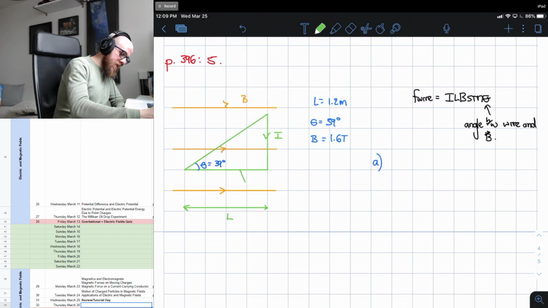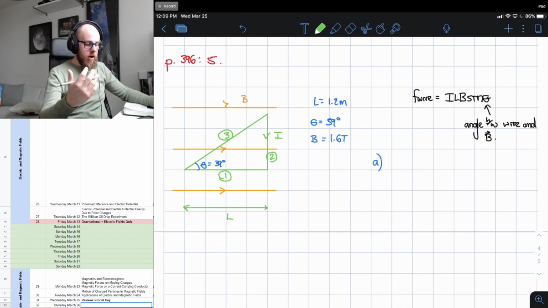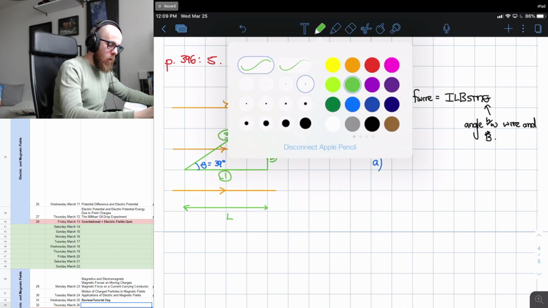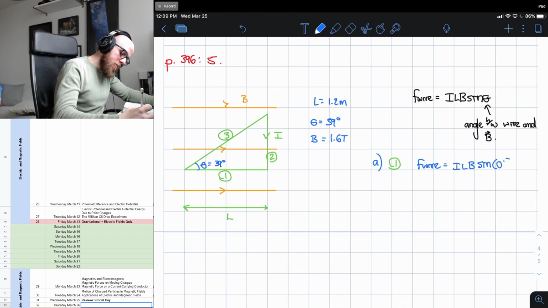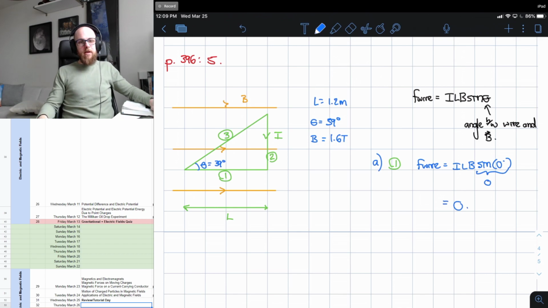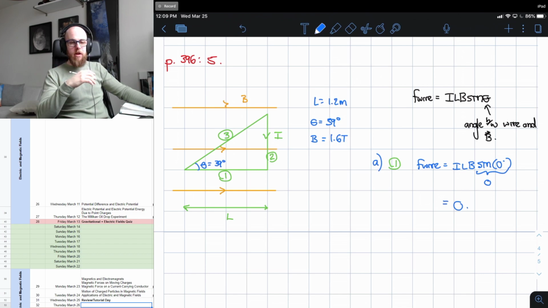Let's label these segments: segment 1, segment 2, and segment 3. Because segment 1 is pointed parallel to the magnetic field, the angle between segment 1 and the magnetic field is equal to 0. So F wire equals ILB sin 0, but because sin of 0 is 0, this whole thing is just 0. Essentially, if a wire is running parallel to the magnetic field, the force exerted on it is just 0.